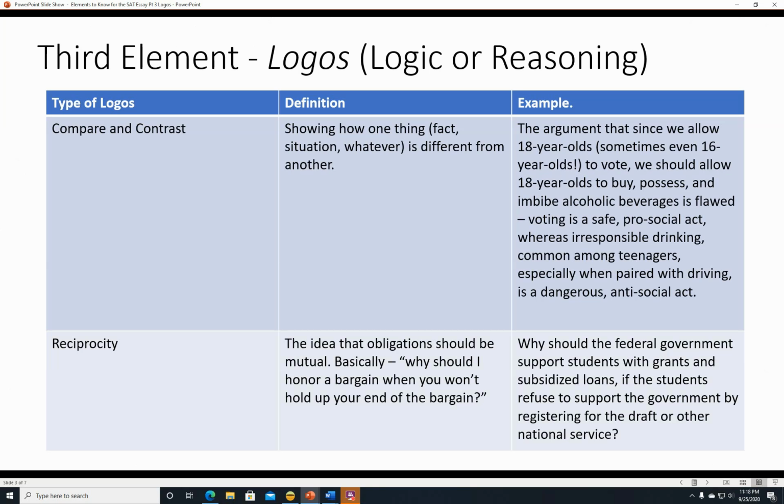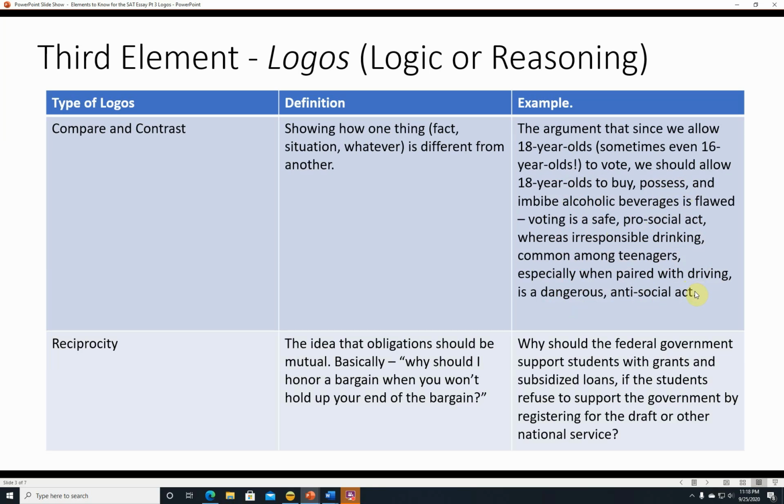What I'm talking about here is an argument that I just wrote earlier. The argument that since we allow 18-year-olds, sometimes even 16-year-olds, to vote, we should allow 18-year-olds to buy, possess, and imbibe alcoholic beverages is flawed. Voting is a safe pro-social act, whereas irresponsible drinking, common among teenagers, especially when paired with driving, is a dangerous anti-social act.